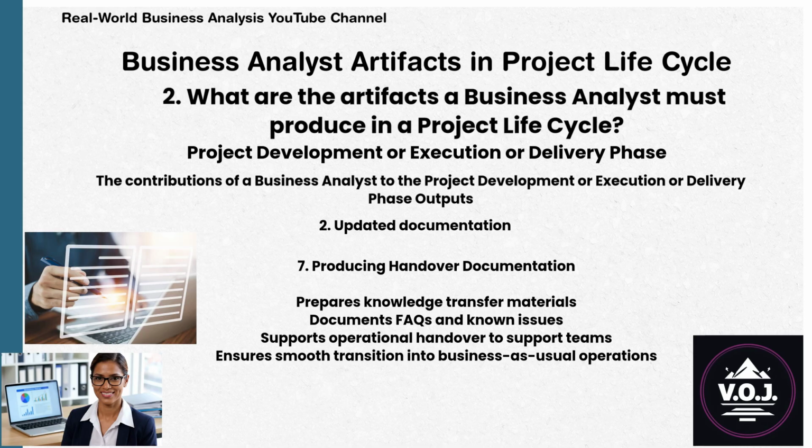Number 7 is producing handover documentation. The BA prepares knowledge transfer materials, documents FAQs and known issues, supports operational handover to support teams, and ensures smooth transition into business-as-usual operations.